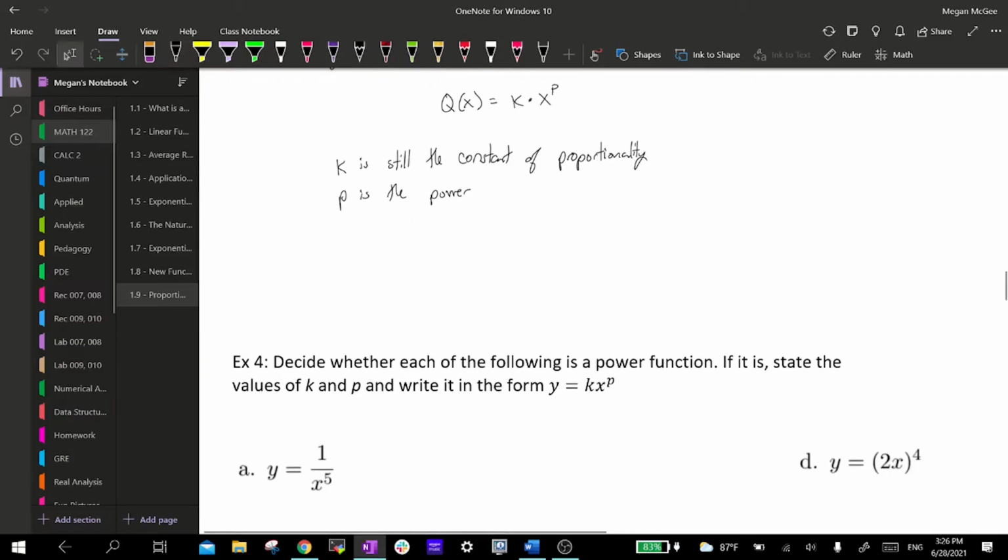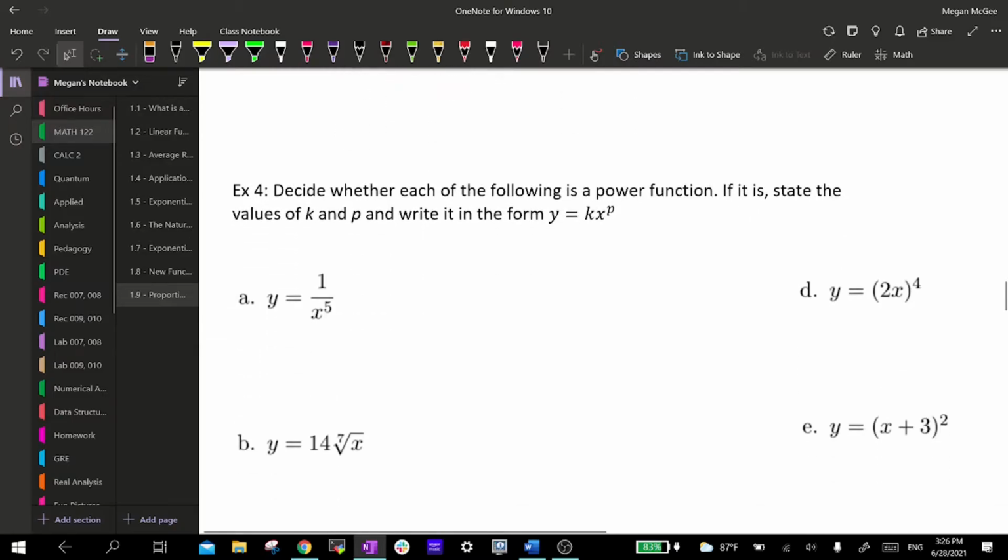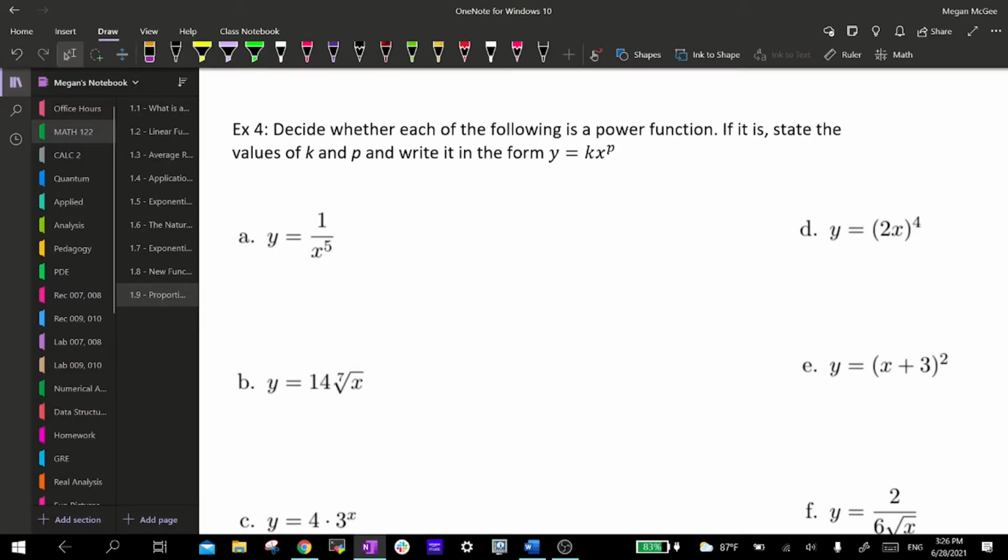All right, so example 4 asks us to determine whether each of the following is a power function. If it is, we're going to state the values of the constant of proportionality and the power, and we're going to write it in this proper form of y is equal to kx to the power p. So let's look at A. We have y is equal to 1 over x to the 5th.